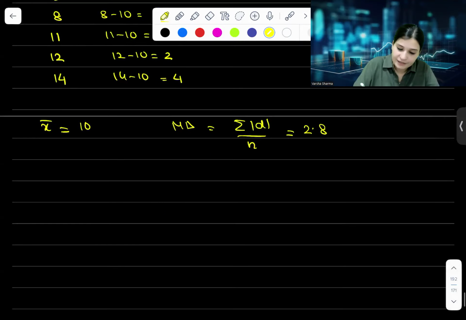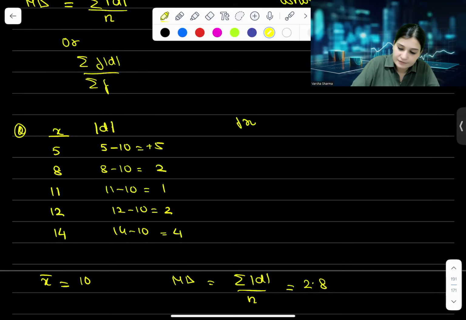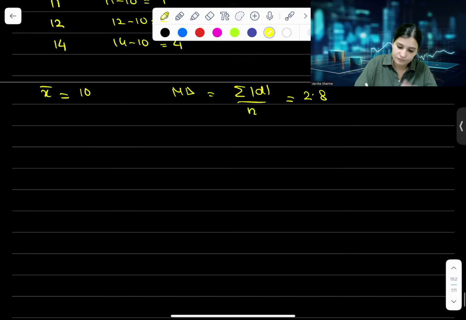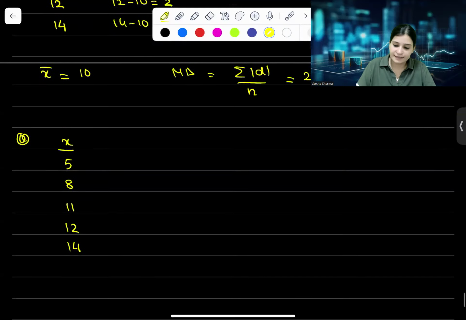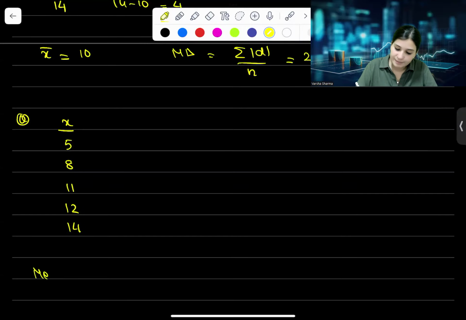We could do the same thing. This was from mean. We can do the same thing from median also. So for median, it is necessary to arrange the data. 5, 8, 11, 12, 14. Yes, it's arranged. Can you tell me what is the median? 11. Middle value 11.